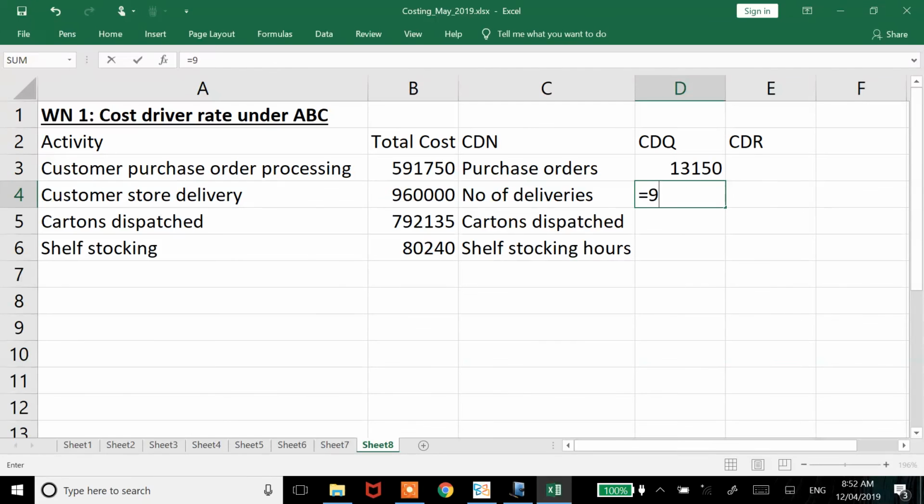Deliveries is 960 plus 2470 plus 8570. Let me know if there's a doubt here. 13,150, and it's a very simple step. I could have done it in the question itself. We could have created 2 more columns and written this 13,150 and 12,000.